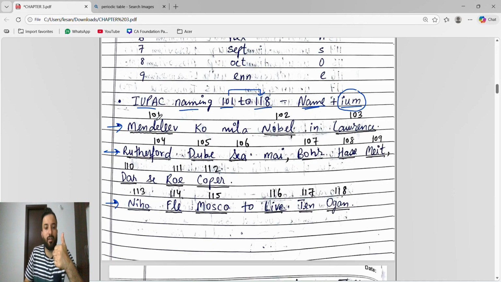First point is what? Mendeleev को मिला नोबेल इन लॉरेंस. Say along with me, first: मेंडेलीव को मिला नोबेल इन लॉरेंस. Second point is रदरफोर्ड डूबे सी में, डूबे means sink, so रदरफोर्ड डूबे सी में, बोर हंस मत डर से रोए कॉपर.